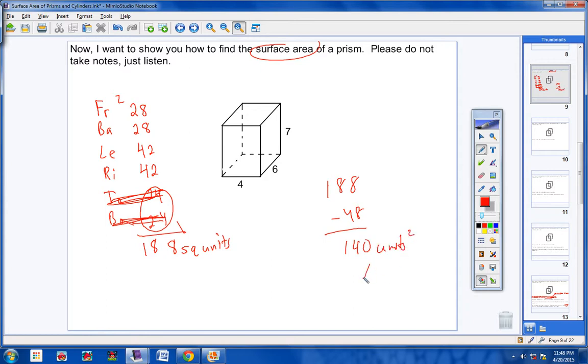Okay, and that would be the lateral surface area, if you want to make note of that in your notes. So surface area is the surface area of the entire polyhedra prism. The lateral surface area is the surface area minus the bottom area and the top area. Okay, hope that makes sense.